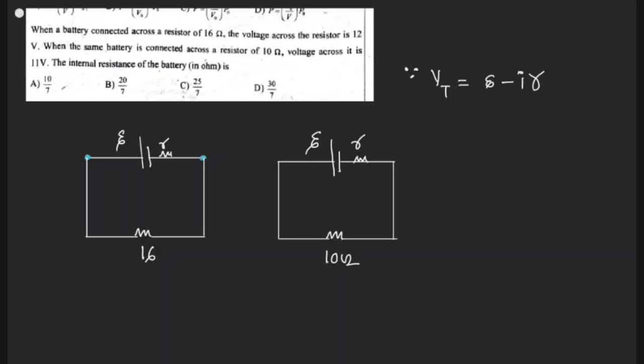This is the terminal voltage, so please keep that in mind. Vt is equal to epsilon minus IR. That is the terminal voltage formula if it is acting as a source. A source means current should come out of the battery. In case current goes into it, it will act as a load, and then the terminal voltage would change. Anyway, here this battery is acting as a source, therefore the terminal voltage will be Vt is equal to epsilon minus IR, right?